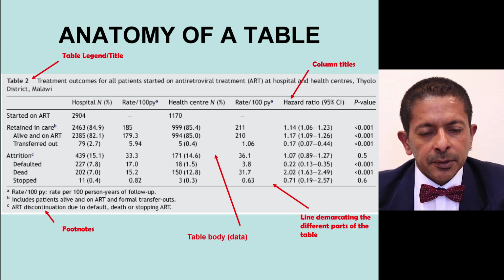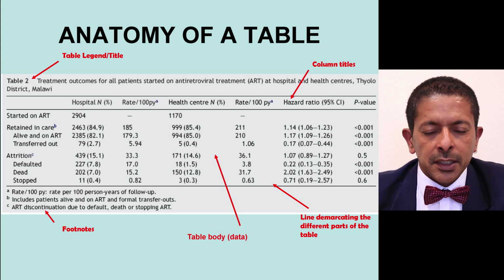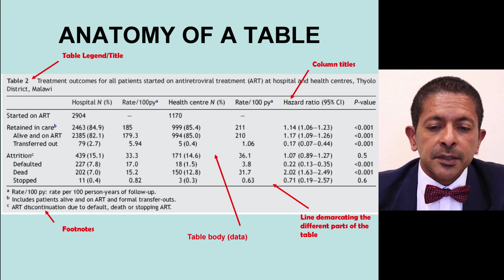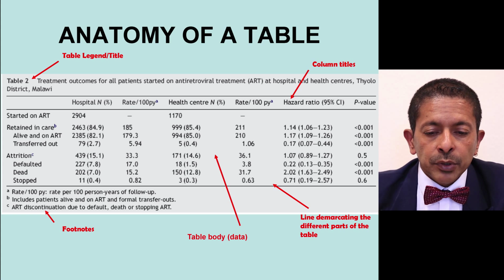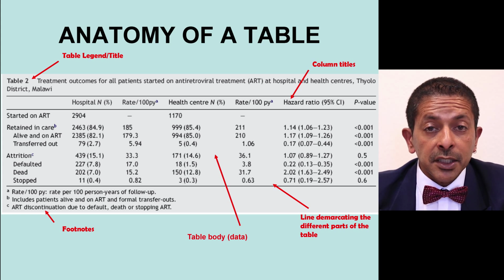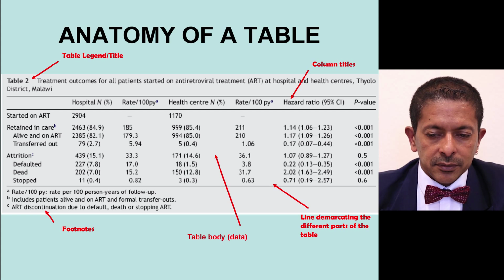What you need to keep in mind when you construct a table is to ensure that you've got all aspects of the anatomy covered in your table. So we'll go through each of these parts of the table. Now, the first is the table legend or title. It says Table 2, Treatment Outcomes for all patients started on antiretroviral treatment at hospital and health centers in Thyolo district, Malawi. That's the table legend.